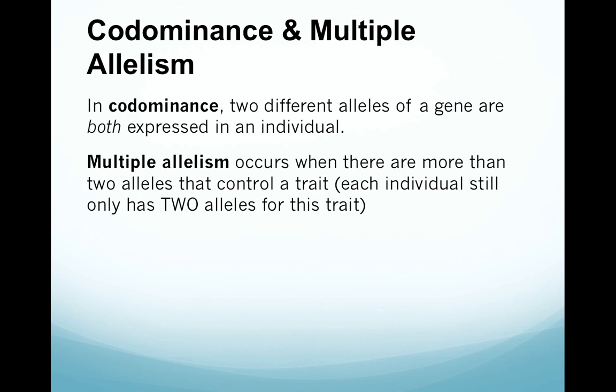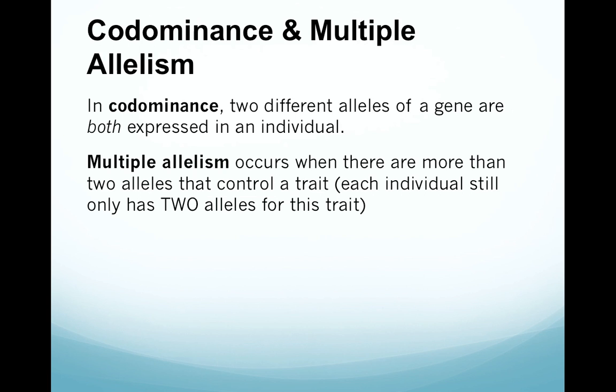In codominance, there is a situation where either neither allele is dominant to the other, or several alleles are dominant at the same time. If neither allele is dominant, then both are fully expressed in that individual. If several alleles are dominant, they both express and will mask the expression of the recessive allele.